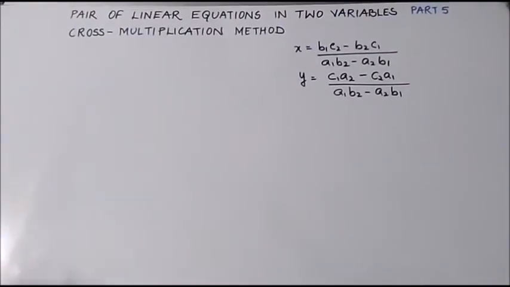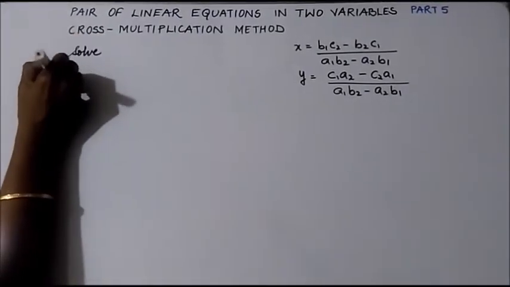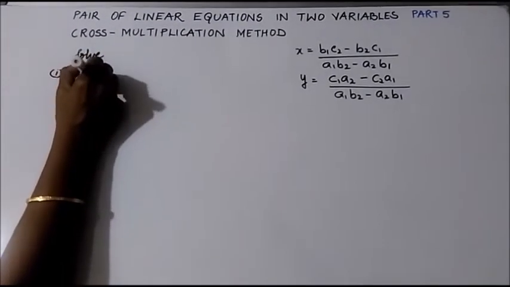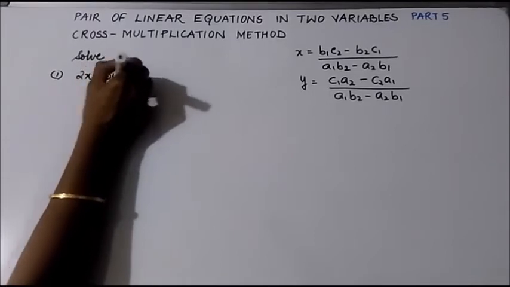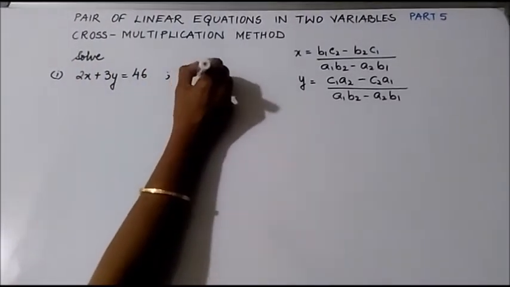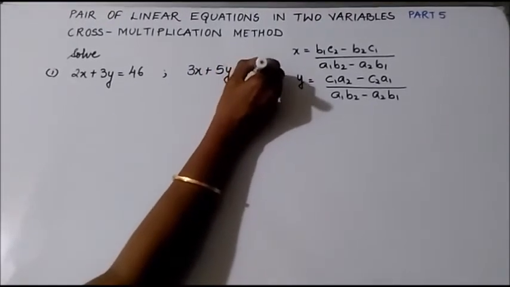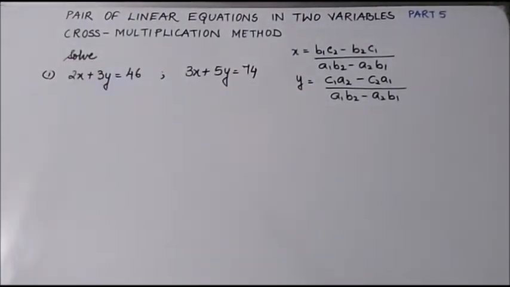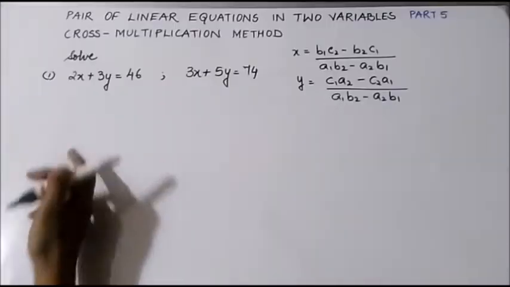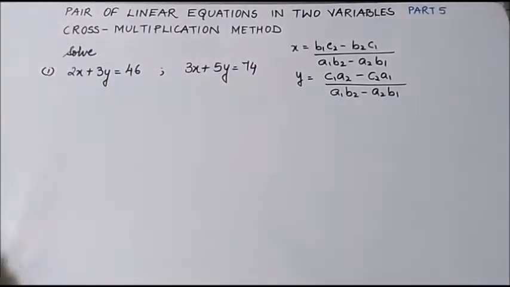Now let us solve by cross multiplication method. The first question, the equation is 2x plus 3y is equal to 46, and 3x plus 5y is equal to 74. This we can solve by using this formula, but here I will not be using the formula directly.